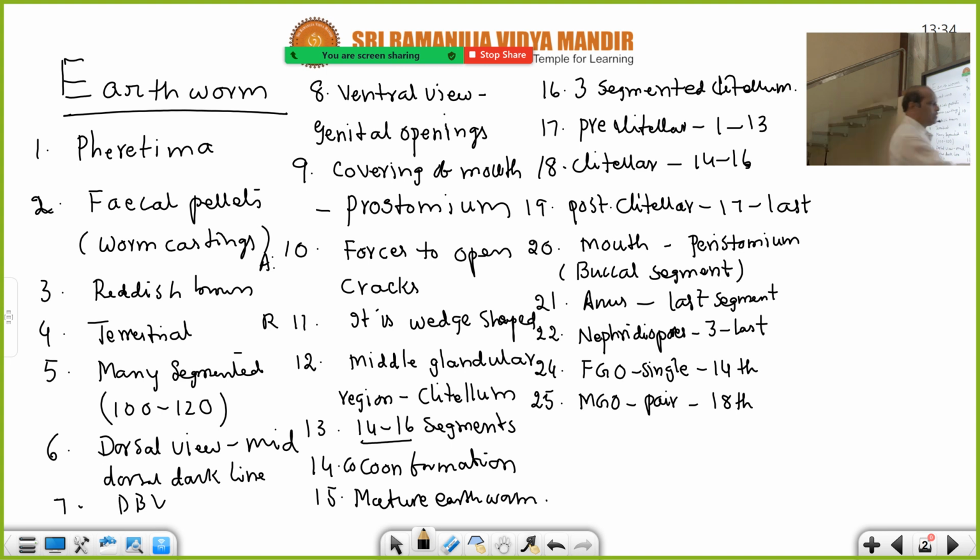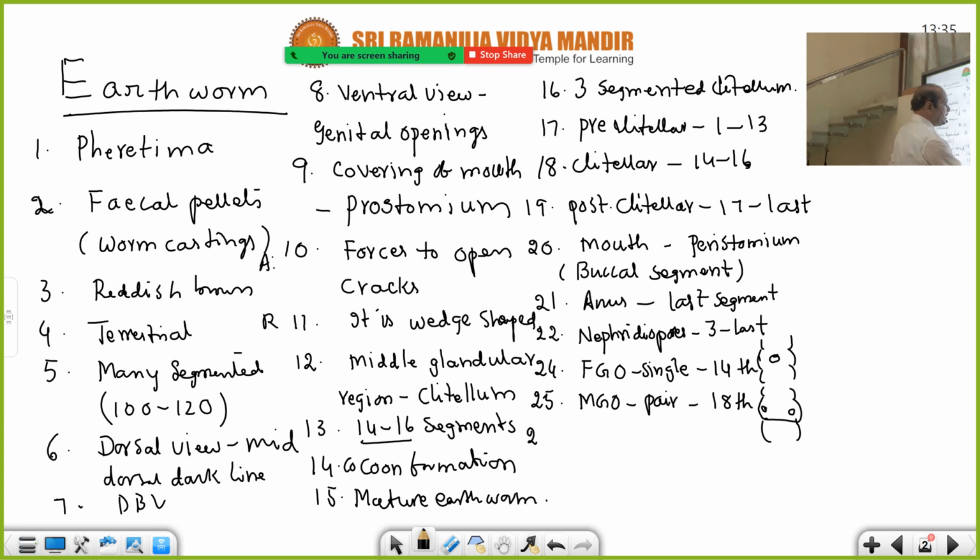For example, you can take the diagram also if you want. This is the 13th segment, this is the 14th segment and the 15th segment. Here the female genital opening is present. But for the male genital opening, for example, this is the 17th, this is the 18th segment. So here, on the ventrolateral sides means like this. That is the position of the male genital and female genital openings.